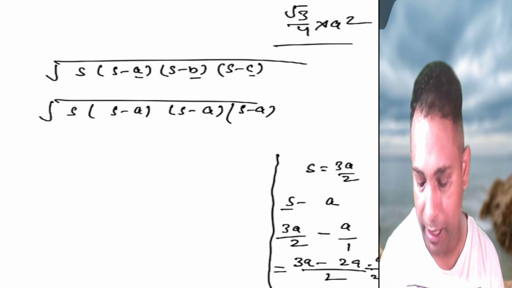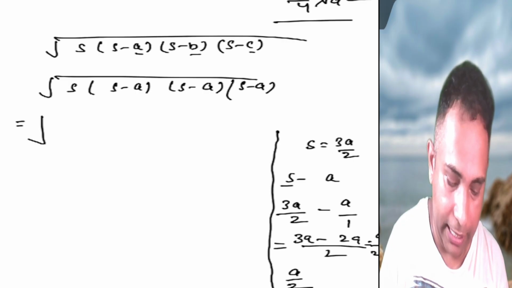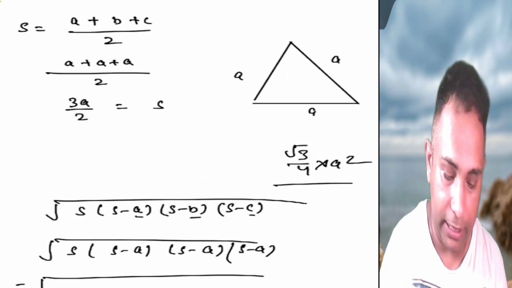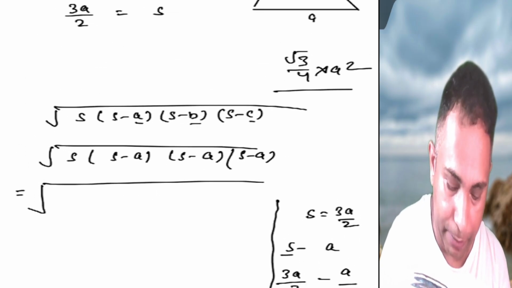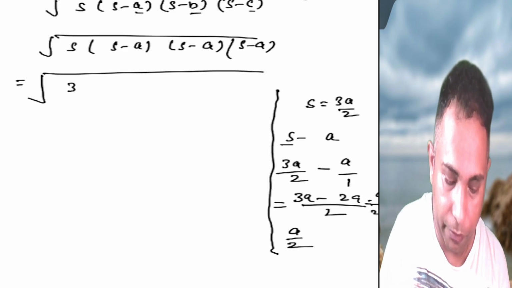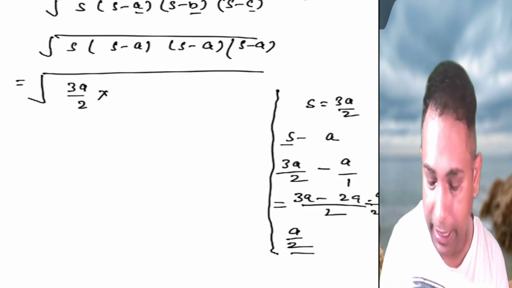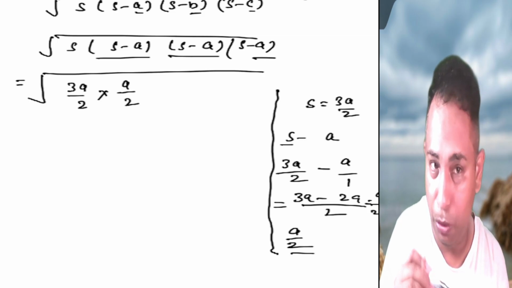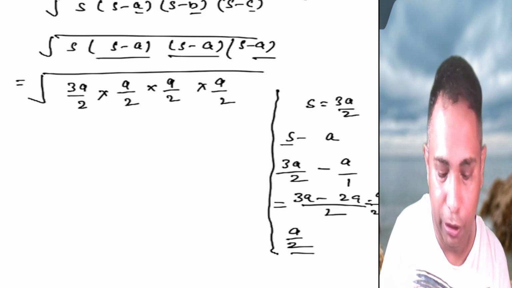Any doubt? Then just comment and ask again, no issue. But you need to learn this properly. Now, what can we write? In place of S, we can write 3A by 2. Why? Because we have already calculated S is equal to 3A by 2. And S minus A, what we have calculated, is A by 2. All these three terms are A by 2. No issue. We'll write 2 times A by 2, A by 2.